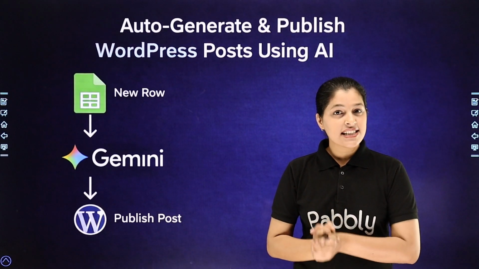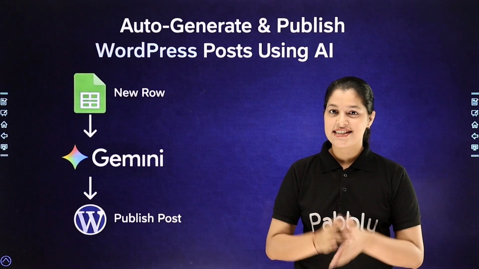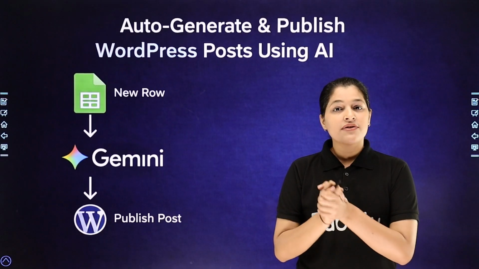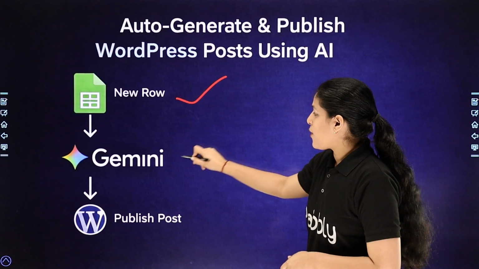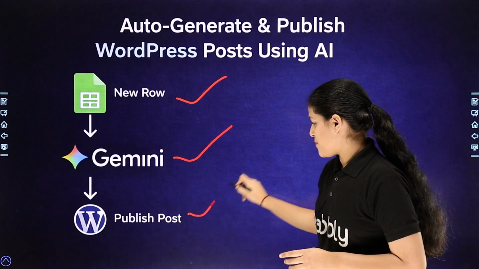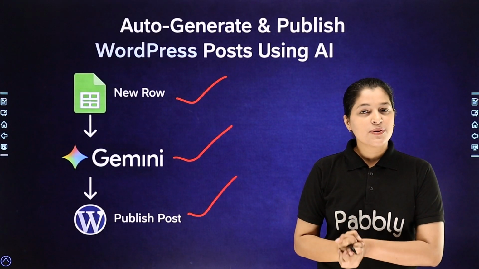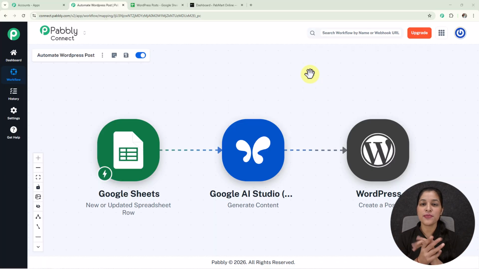Now I have built this automation by using Pabbly Connect, which can integrate different applications and start automating your work. So now in this video, as soon as I add a new title over my Google Sheet, I'm going to generate automated content using Gemini and add that post to WordPress automatically. So if you also want to create this automation for your own business too, then let me take you towards my screen.